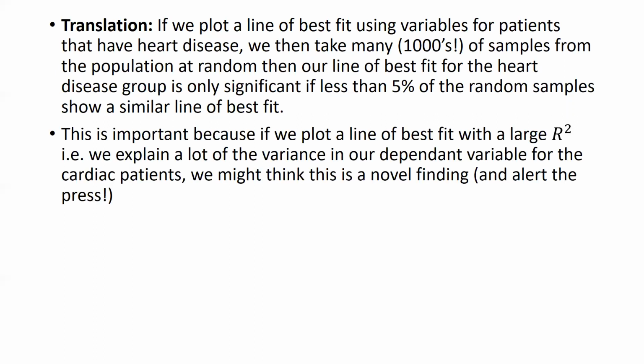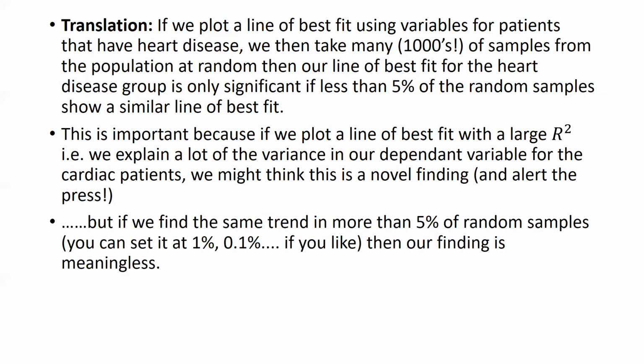And this is important because, and we will revisit this at the end, if we plot a line of best fit with a large R squared, i.e. we think we have a model which explains a lot of the variance in our dependent variable, we might think this is a novel finding. With a large R squared, we've got this variable that we're interested in, and using our predictors, we can describe a lot of that variance, and you think you've solved the problem. But if you find the same trend in other sections of the population, then maybe it's not significant.